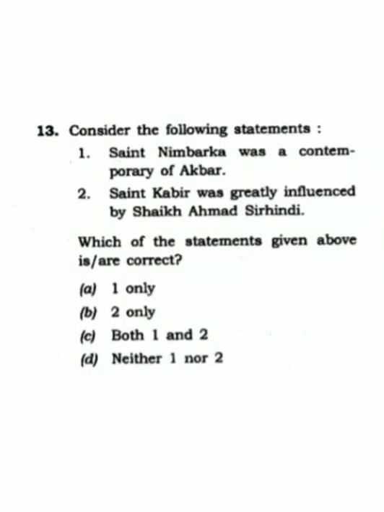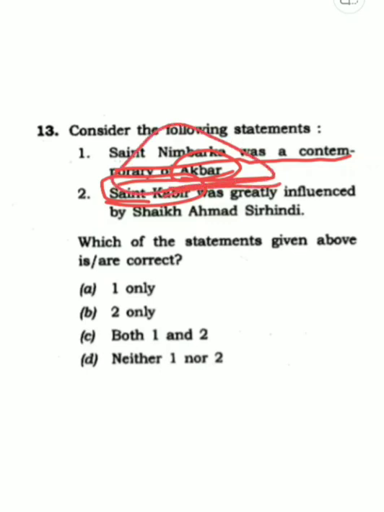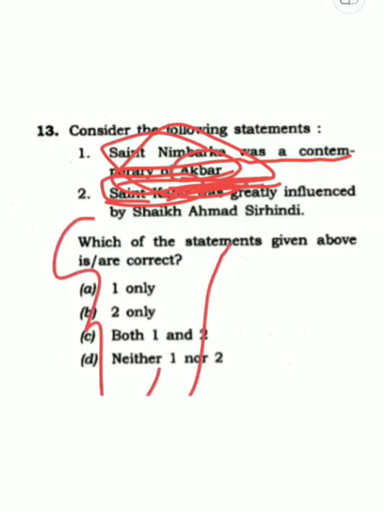There was another question where the second point was about Kabir Das, but the first one was about Akbar, that Saint Nimbarka was a contemporary of Akbar. So if we have to know this answer, we have to know about Akbar, who he was and how we can relate the question here, and then we could select one answer. So for that we need to know about who is Akbar.